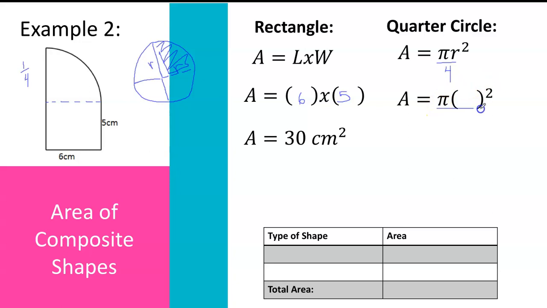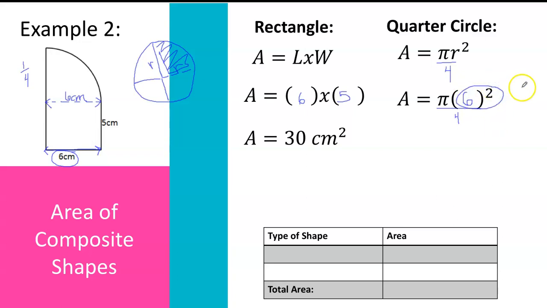Next, we need to identify the radius. And I tried to show you that this dotted line was the radius, and also this line over here is the radius. I do not know this length, but I do know the dash length because the dash length is parallel to this length at the bottom. You always want to look at the lines that are parallel to figure out how long a missing side length is. So this missing side length is also 6 centimeters, just like this length is 6 centimeters. So I come over here to the quarter circle and I fill in 6 for the radius of the circle.